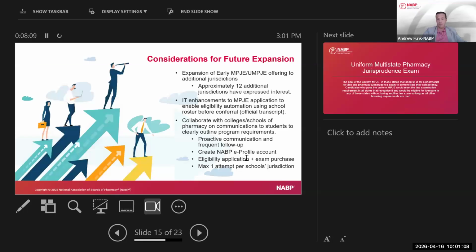And again, this slide is actually a little bit dated. As I mentioned, roughly 25 additional jurisdictions have expressed interest in this. Many of the states that have already adopted the UMPJE, when they adopted that exam, have also moved in this direction to provide an opportunity to administer it prior to graduation as well. I think that will continue to grow as colleges and students look for additional options to ease the burden upon graduation.